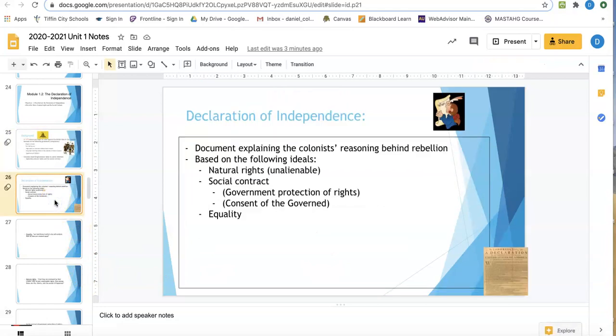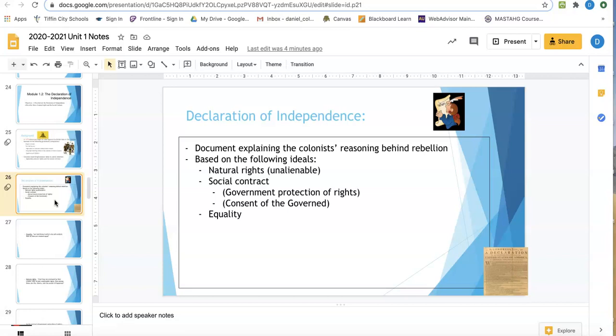So they meet in Philadelphia, and on July 2nd, 1776, they vote to declare independence, and they assign Thomas Jefferson, Benjamin Franklin, and John Adams to draft the reasons why. Thomas Jefferson will take the lead in writing what we know as the Declaration of Independence. It explains our reasoning behind the rebellion.